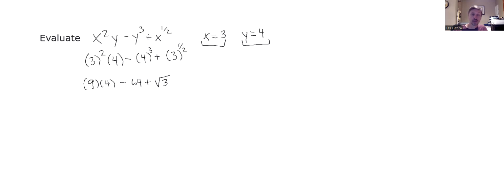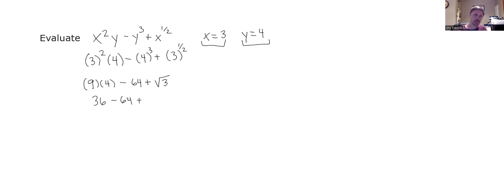All right, and so let's continue to simplify as we can. The next order of operations says that we need to multiply. That would be our next step. So we're going to do 36. 9 times 4 is 36 minus 64 plus the square root of 3 here.